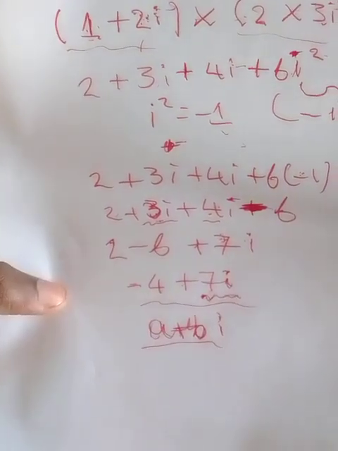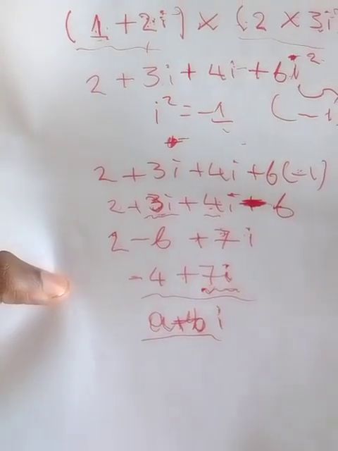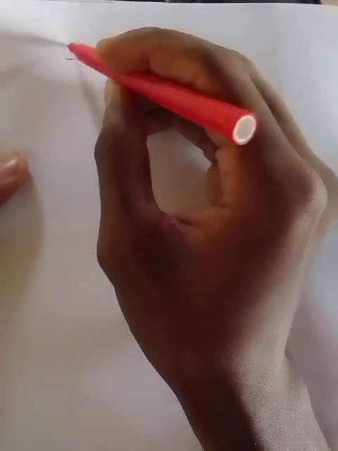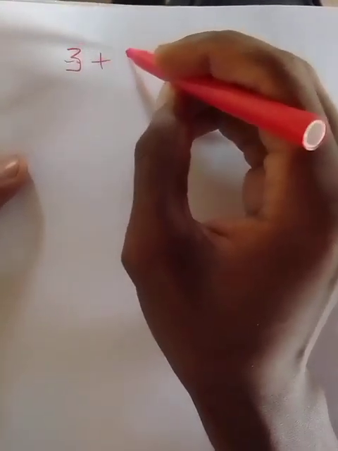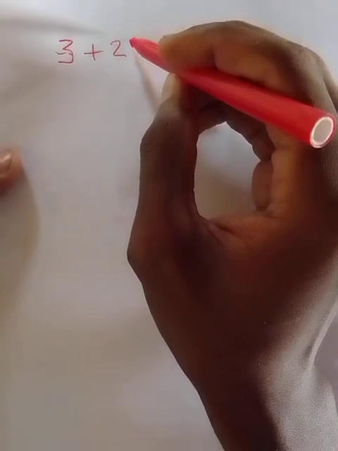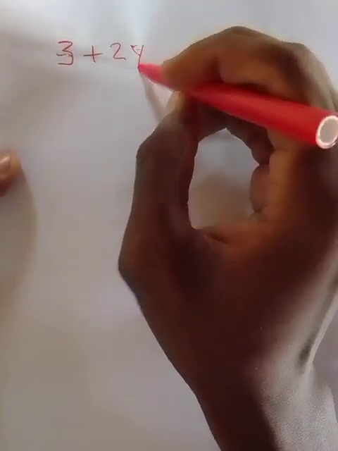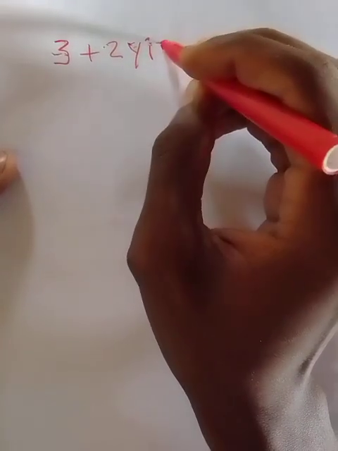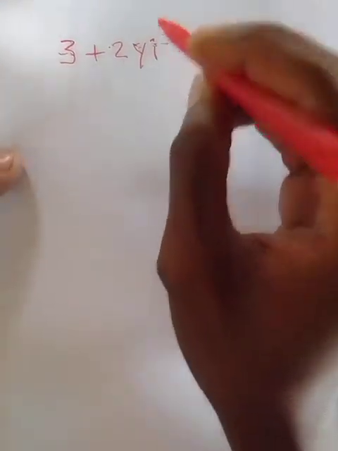Okay, the equality operation. Given complex numbers, for instance, maybe they can give you 3 plus 2yi. The i, if you want, you can put it in front, and if you want, you can put it behind. There is no problem. Don't get stuck if you find such cases.